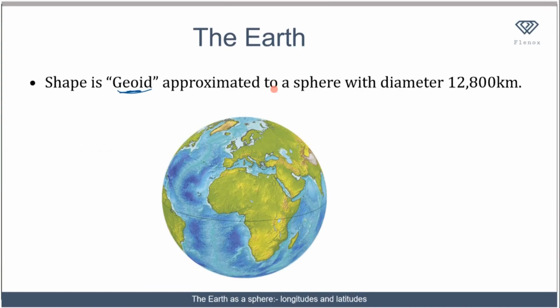So the earth. As you can see, this is a picture of the earth, and on the earth there are very many rough patches. You have mountains and different other features. So the shape of the earth is usually referred to as geoid. But because we want to simplify our calculations, we approximate that the earth is spherical in shape, and the diameter of the earth is about 12,800 kilometers. So we're going to be talking about how to calculate the distances between points on the earth's surface.